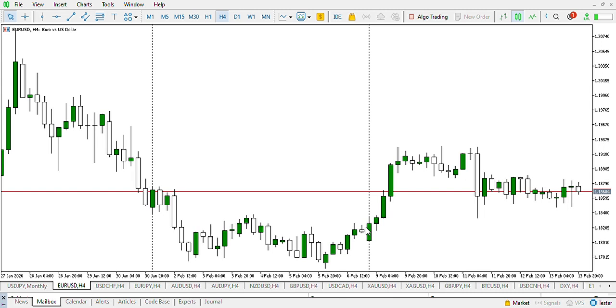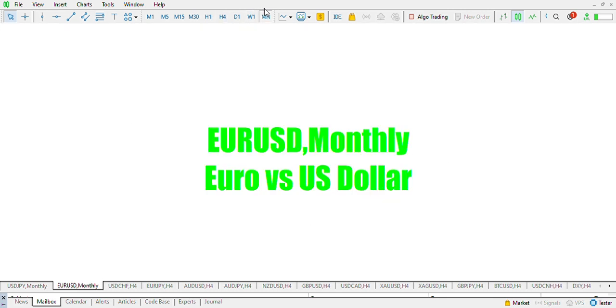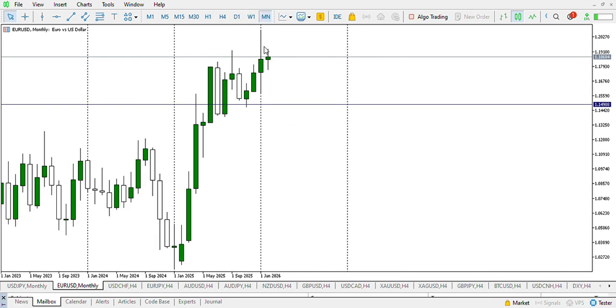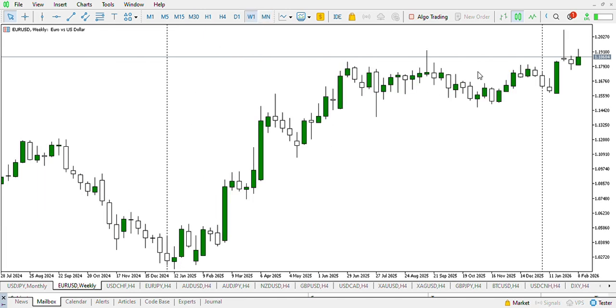On EUR USD, we are going to go to the monthly to look out for the bigger picture. We can see it is in an uptrend, and seeing this uptrend on the monthly time frame, it gives us the idea that this is also in a buy trend, and for this week that closed, we can see a buy candle. So what do we look out for? We look out for sell.